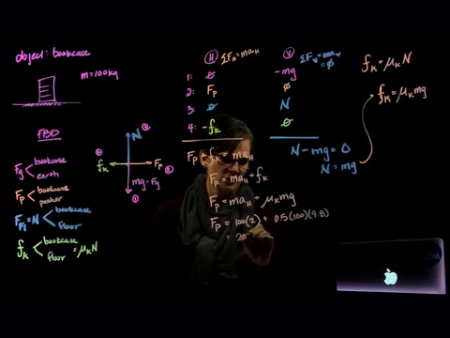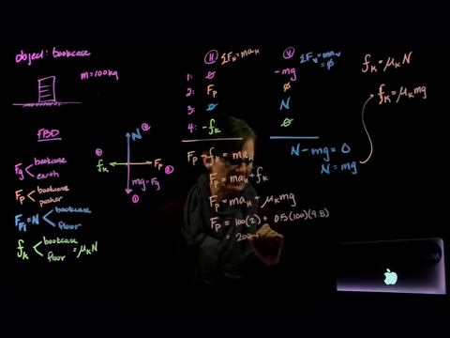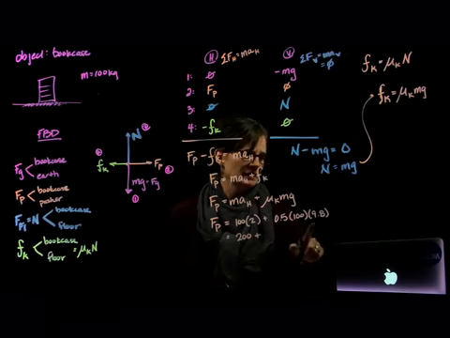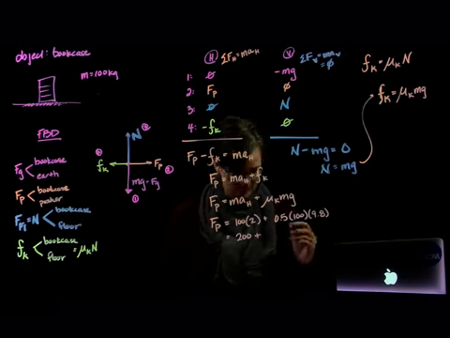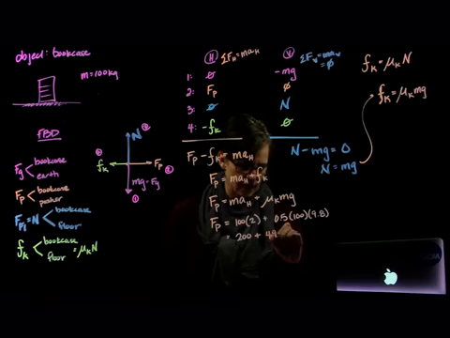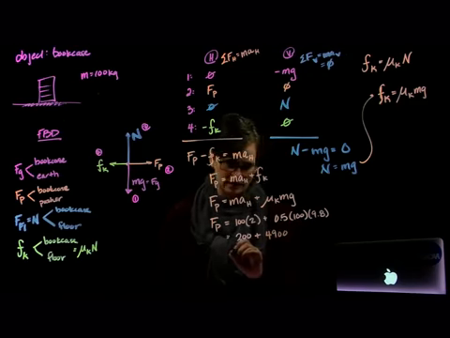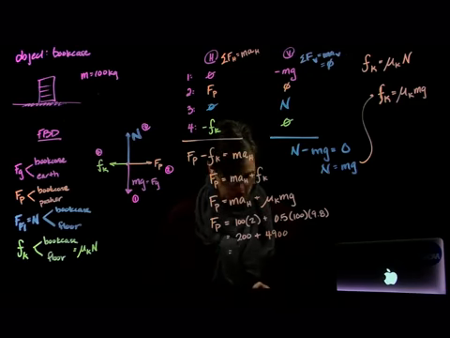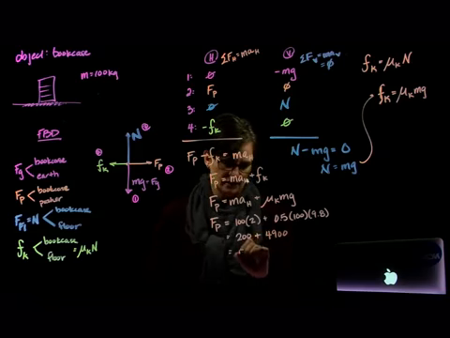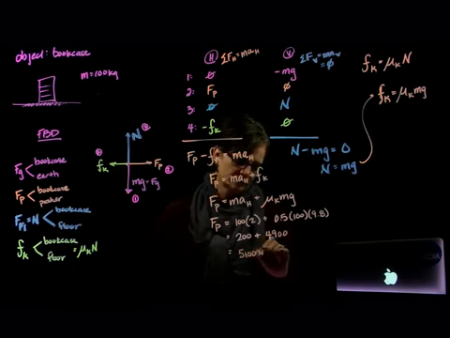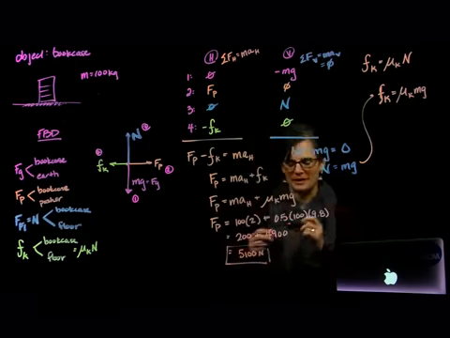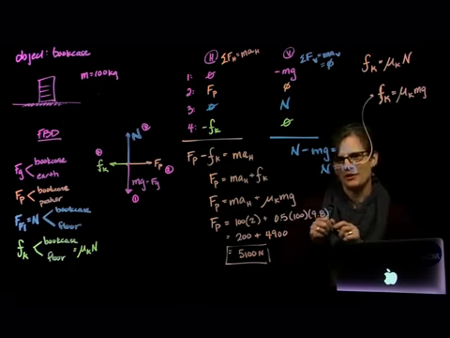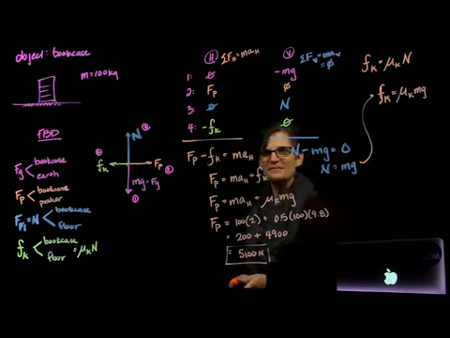So I get 200 plus 9,800 divided by 2, which is 4,900, and the force of the push is 5,100 newtons. So it takes 5,100 newtons to accelerate this bookcase along the floor. All right, good job.